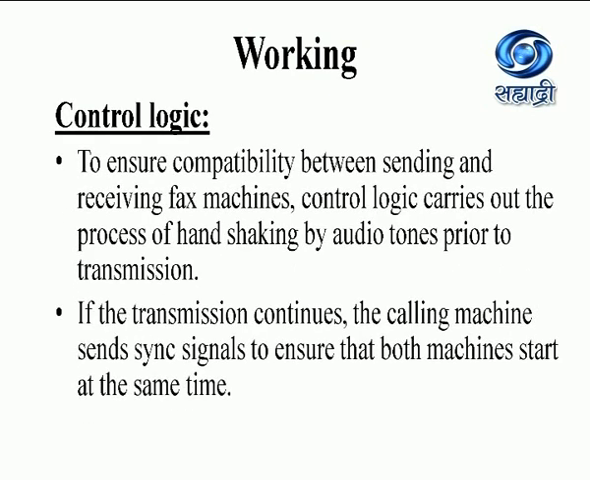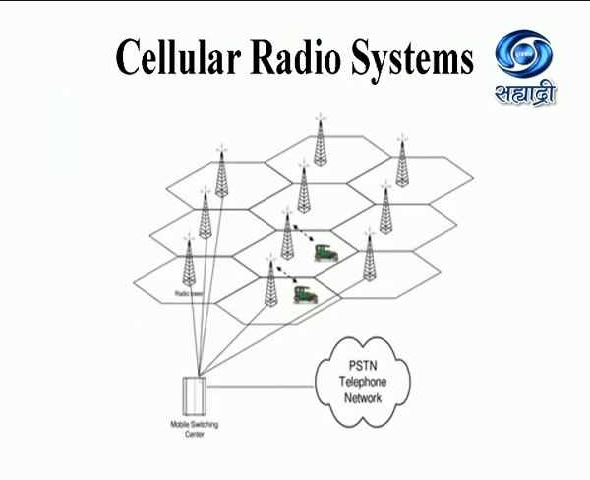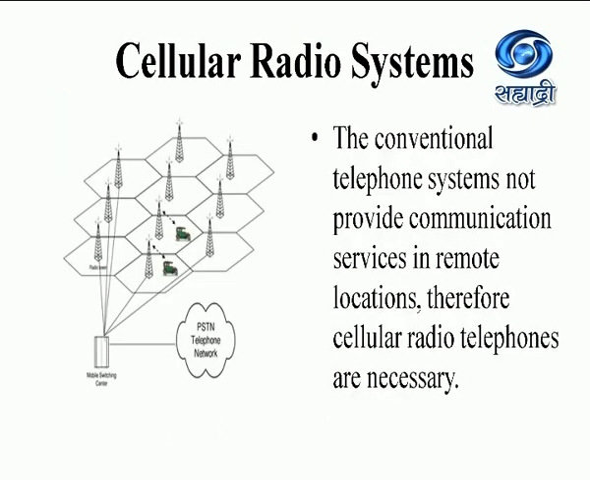Next block is control logic. To ensure compatibility between sending and receiving fax machines, control logic carries out the process of handshaking by audio tones prior to transmission. If the transmission continues, the calling machine sends signals to ensure that both machines start at the same time. So let's start with the cellular radio systems.